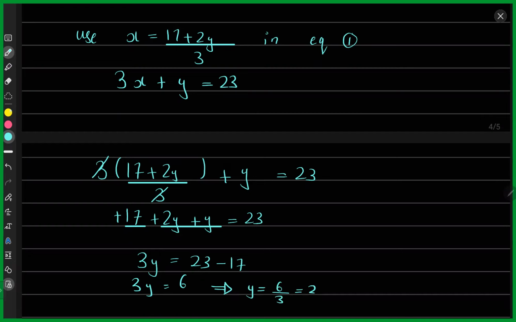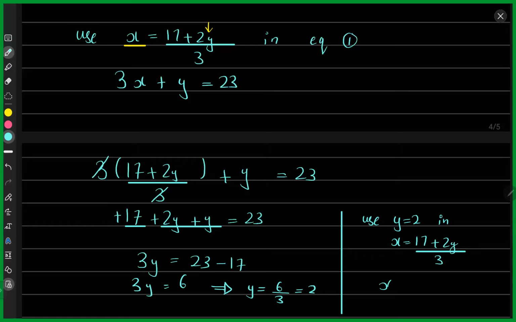Now in the beginning, we know what exactly x is in terms of y. I can plug in the value of y here and this would give me the value of x. So use y equals 2 in x equals 17 plus 2y divided by 3.